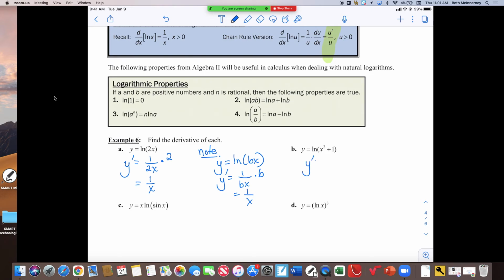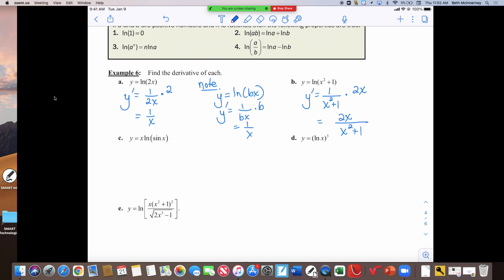All right, letter B. The natural log of x squared plus 1. I'm going to take 1 over the stuff times the derivative of the stuff. That's it. You cannot cancel an x because x is not a common factor in my denominator.